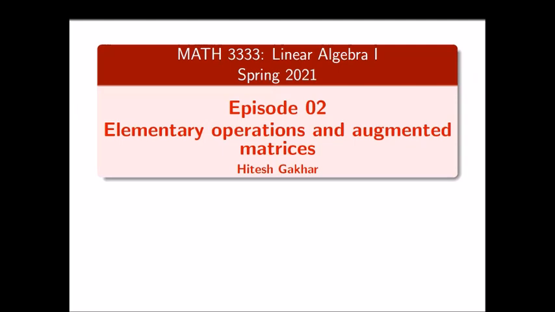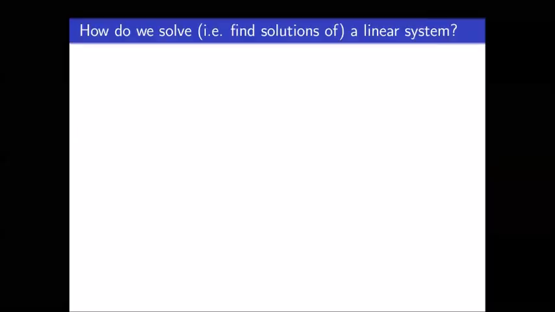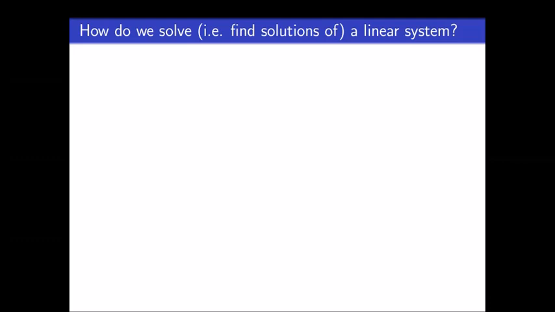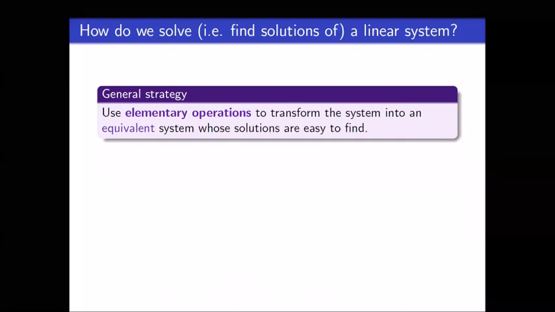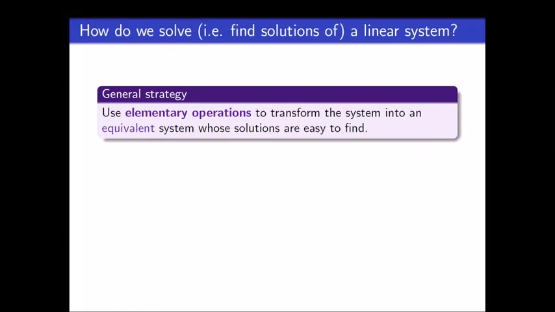In this video, we'll talk about elementary operations and augmented matrices. So we want to find a general method to find solutions to a linear system. So, vaguely speaking, the strategy we'll use will involve something called elementary operations to transform our given linear system into an equivalent system whose solutions are easy to find.